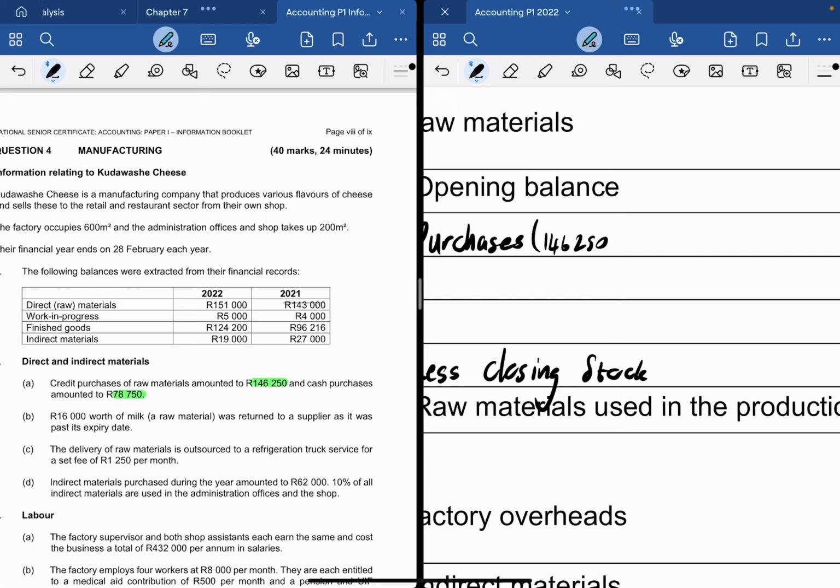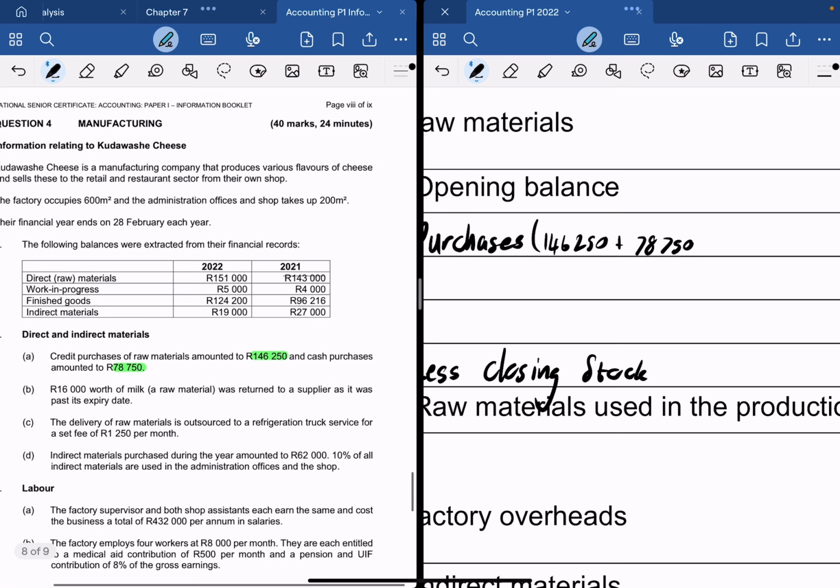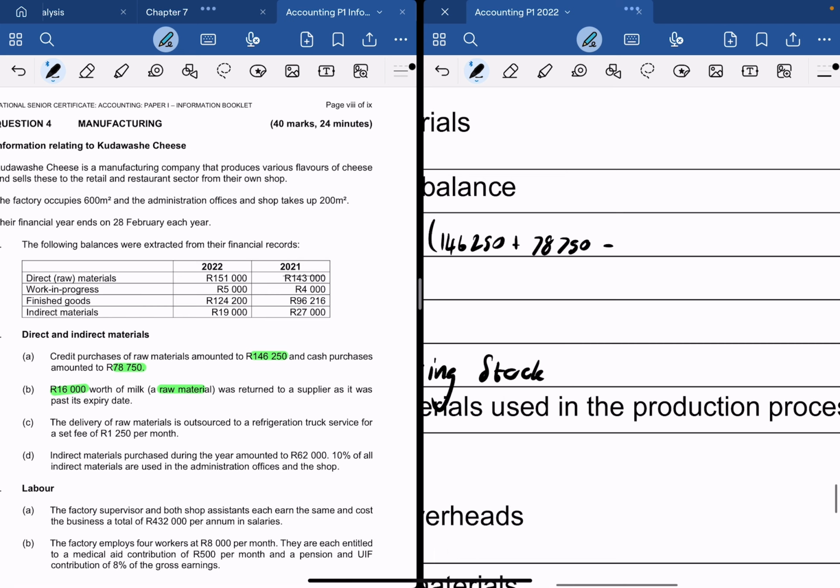We could start putting in our calculation so long. 146,250, because that's our credit purchases, plus 78,750. That's our cash purchases. But then we see here 16,000 Rand worth of milk, a raw material, so it's guiding you there a bit, was returned to the supplier as it was past its expiry date. Okay, if we returned it, it undoes the purchase, right? So we're going to subtract 16,000 from our purchases, right? Cool.